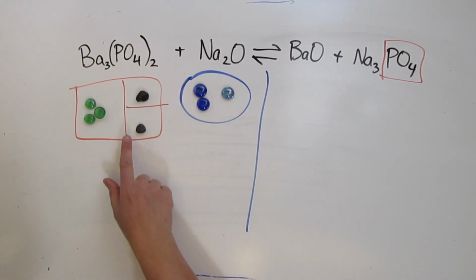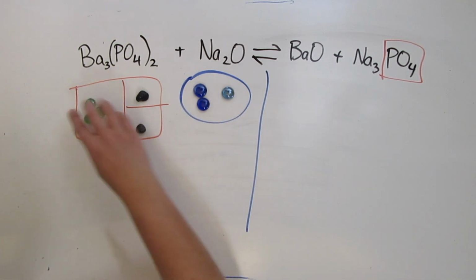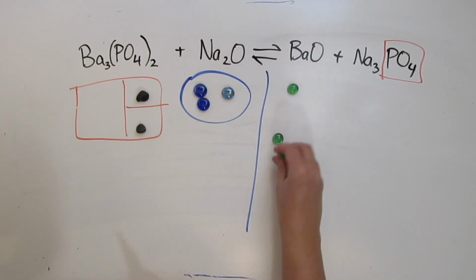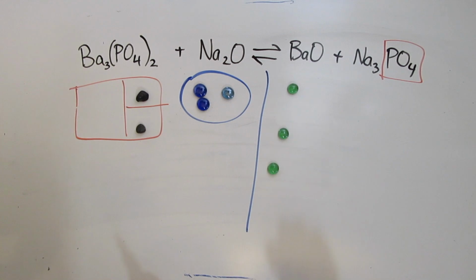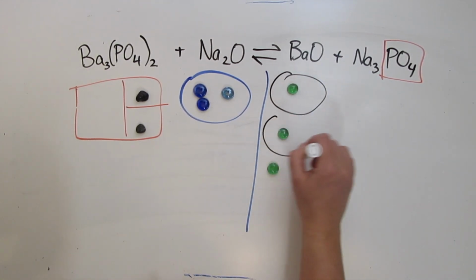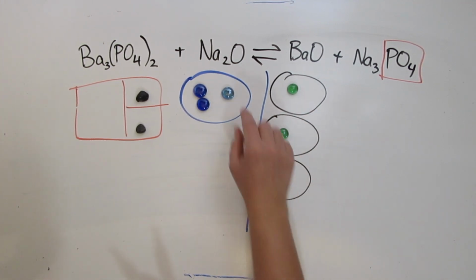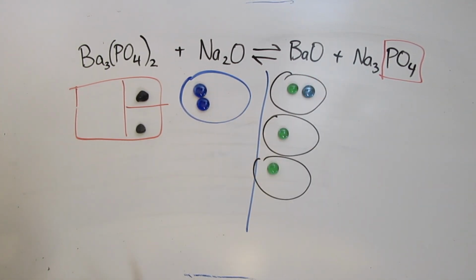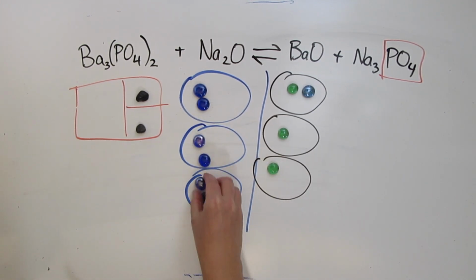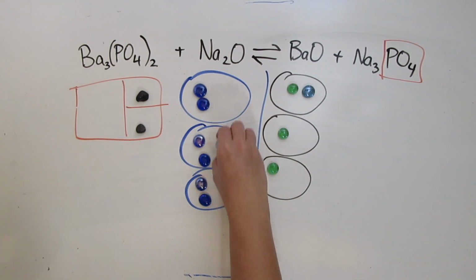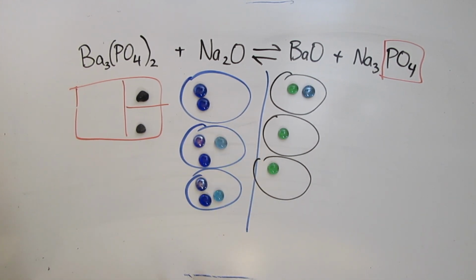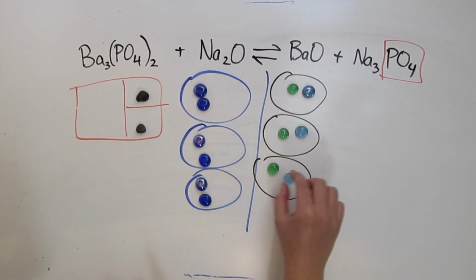Let's balance this, right? We need to make barium oxide groups. Each one of these bariums is going to make its own little group. And we'll need three oxygens from that. So what does that tell us? It tells us that we need three sodium oxides to start with. So right there, our oxygens will go over here.